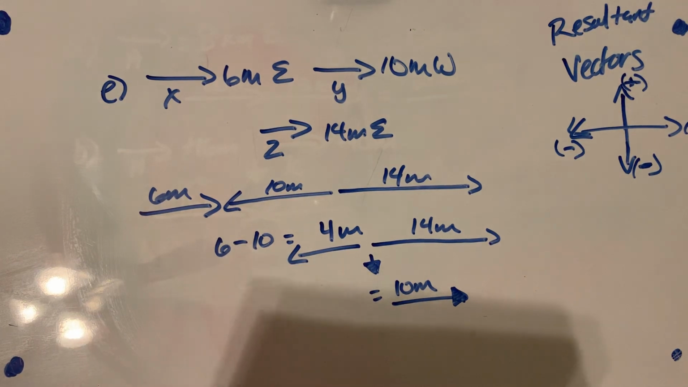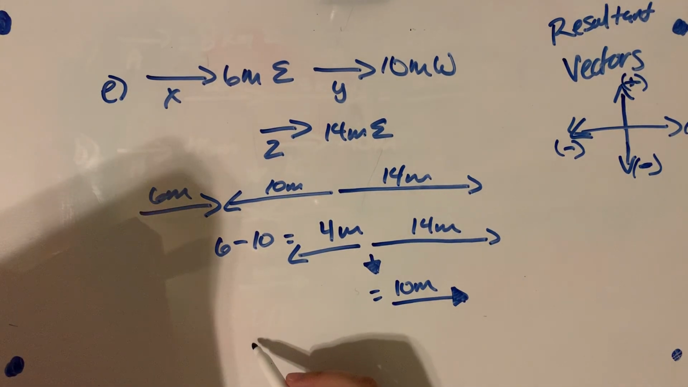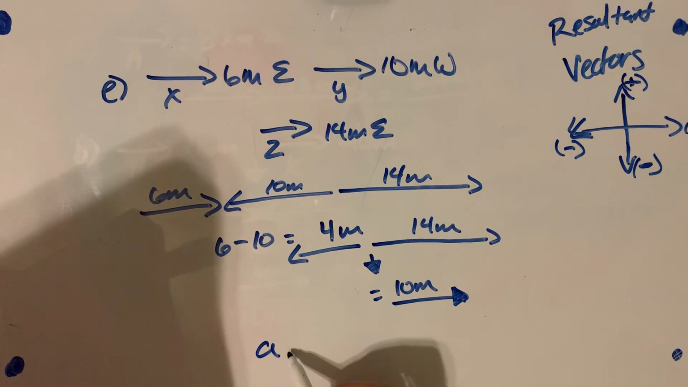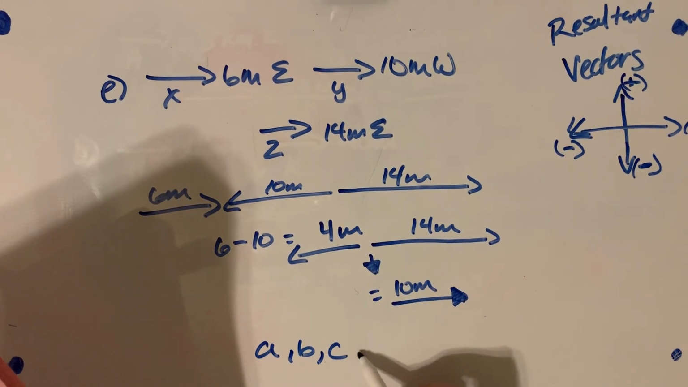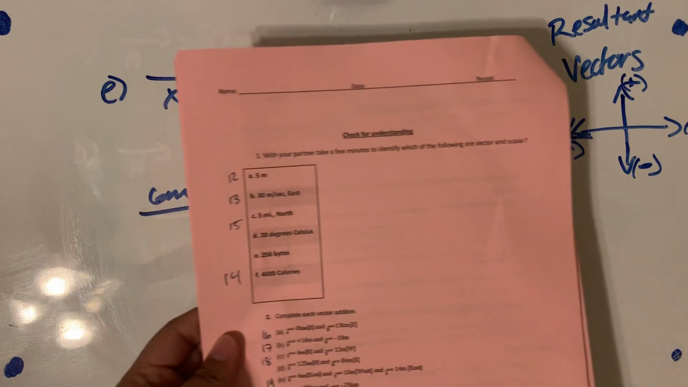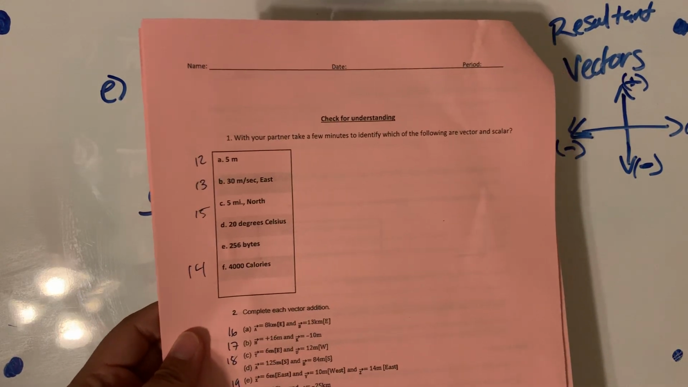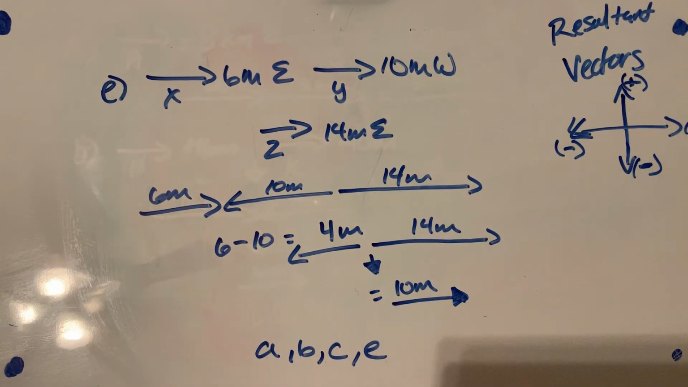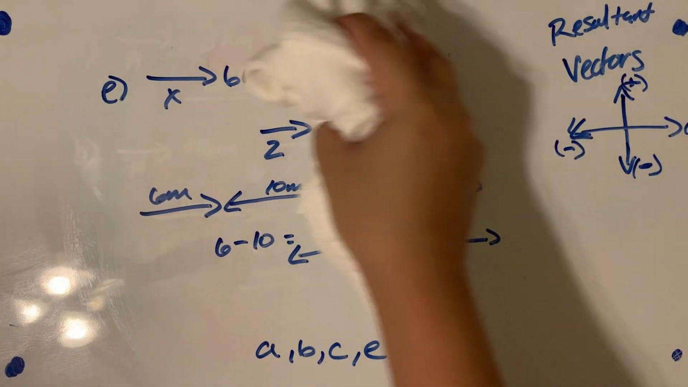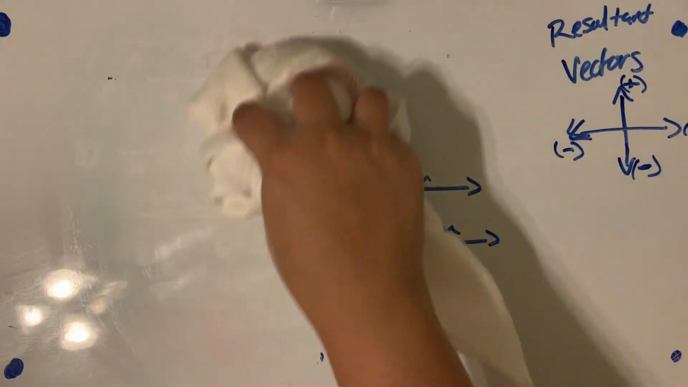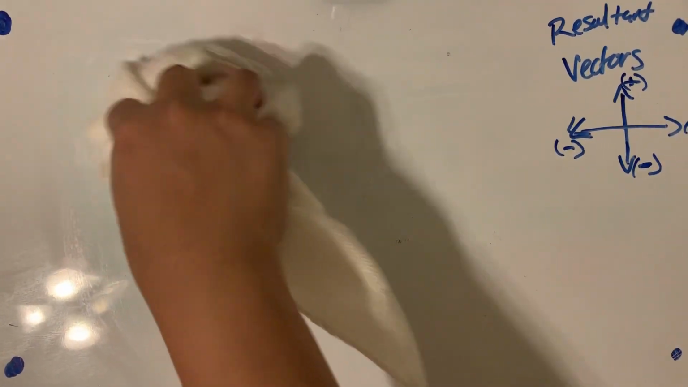So on the worksheet, just look over and study A, B, C, and E. That's in your checking for understanding under scalar and vectors. I'm sorry guys if this video is gonna be long, but I'm just doing it all at one time. I don't want to make multiple videos and upload a whole bunch of videos. Next one.